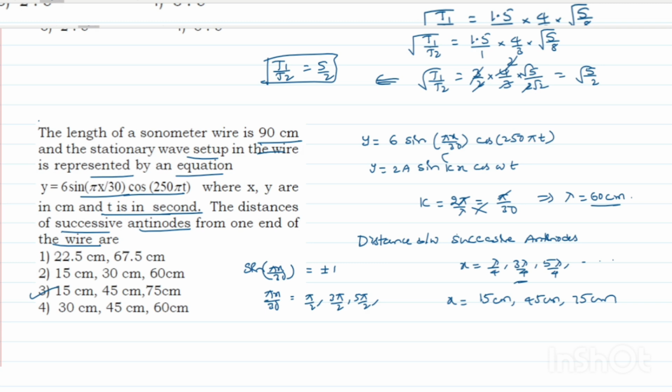So removing pi, the x value: pi x by 30 equals pi by 2 when substituting, pi gets cancelled, so 2 goes into 30 fifteen times, so x equals 15 centimeters. And by comparing with the antinode condition, we can also get the answer, students.